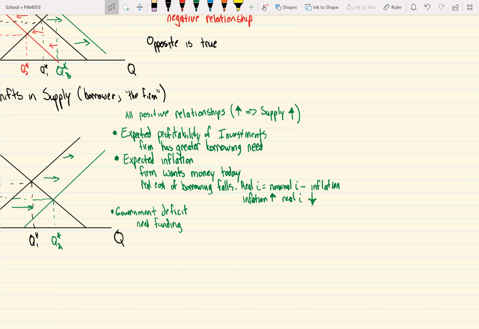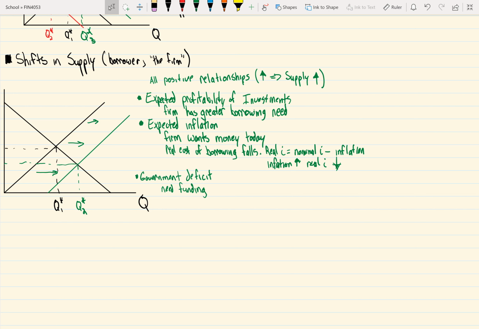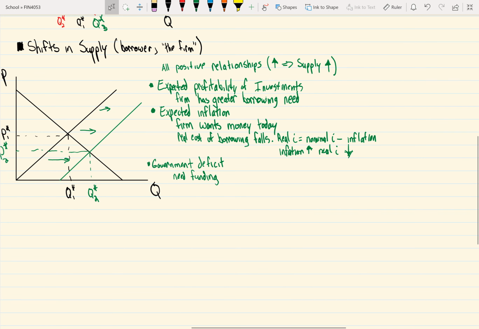And the second one is expected inflation. That is because the firm wants money today. It's worth more today if inflation is lower relative to the future. And also recall from Chapter 3 that the real interest rate equals the nominal minus inflation. So, of course, as inflation goes up, the real interest rate goes down, so the real cost of borrowing falls. So, again, in that case, firms want to issue more bonds.